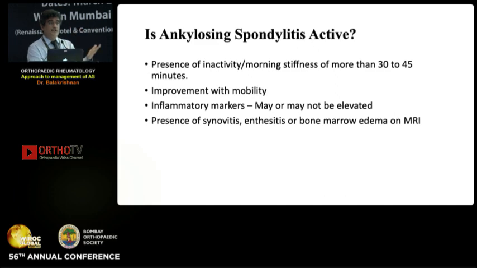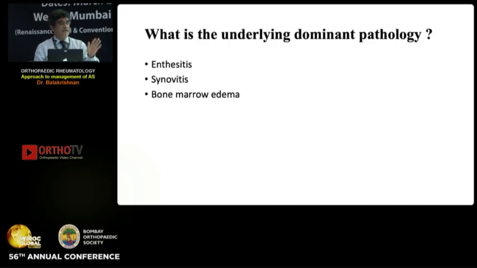But somebody with a long-standing AS who has come with increased back pain, it's better to do an MRI and find out whether there is any inflammation there or not, or is there something else that's causing the back pain, which is important to find out. The pathology in spondyloarthropathies, including AS, can be enthesitis, it can be synovitis, or it can be non-infectious inflammatory bone edema. And you can have various combinations of all three in that particular patient. This is very important to know because the kind of drugs that you will use depends on this. Otherwise, the patient will not improve.